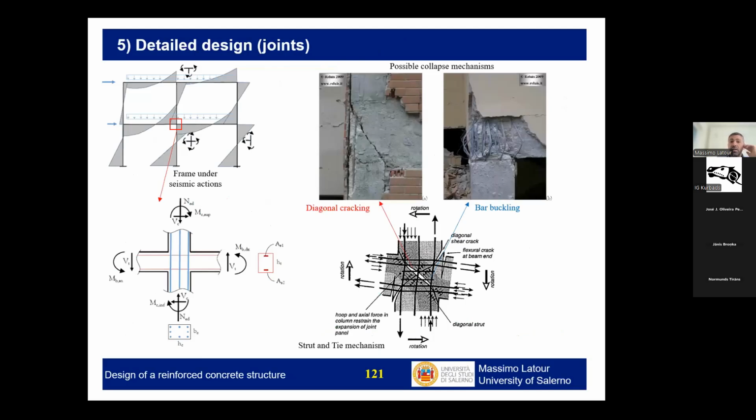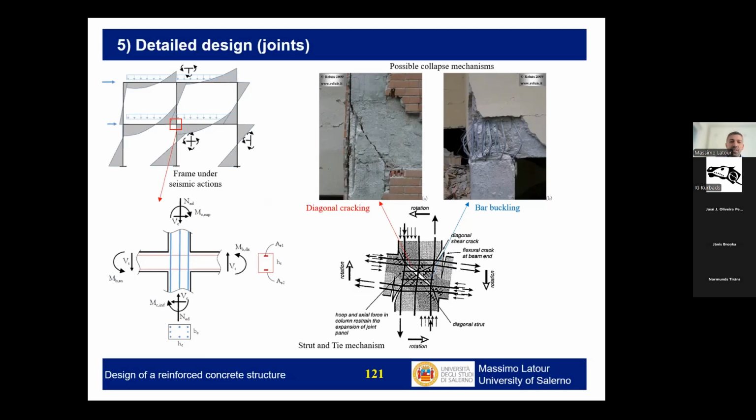And we are done. So it's very important to address, this is the last step of every design, also the design of the joint regions, because we have to be sure that there is no formation of a strut, so no diagonal cracking, and there is no bar buckling. These are typical failures of joints after the earthquake in 2009 in L'Aquila, in Italy. So these are buildings that were designed, let's say, without any seismic criteria in this case. So this is an observation that was done in the field.